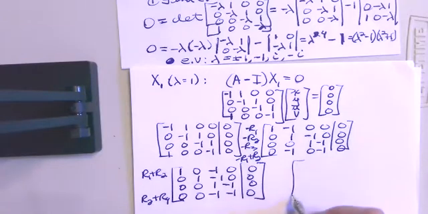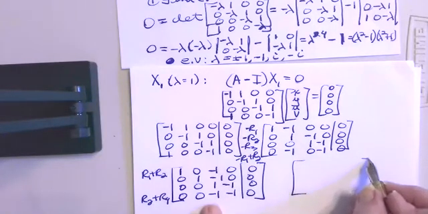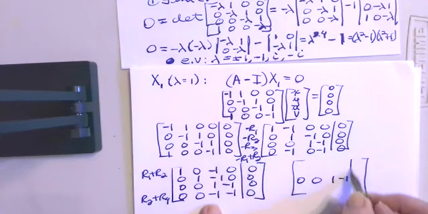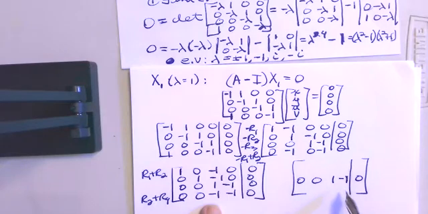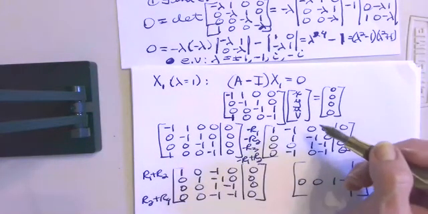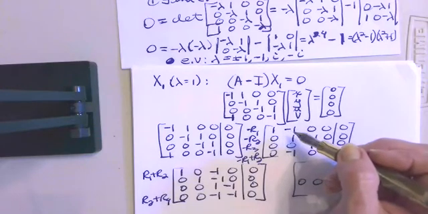And then the last thing to do is to clear the third column. Okay, hopefully the last thing to do is to clear the third column. So we will get 0, 0, 1, minus 1, 0. Okay, and now, hold on, I'm afraid I made a mistake somewhere. Let's see, let me be careful.